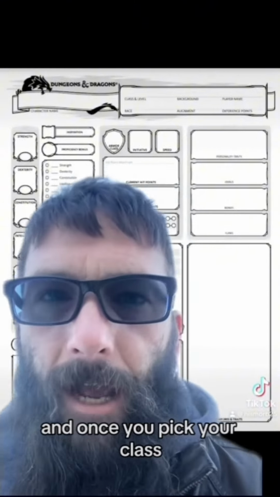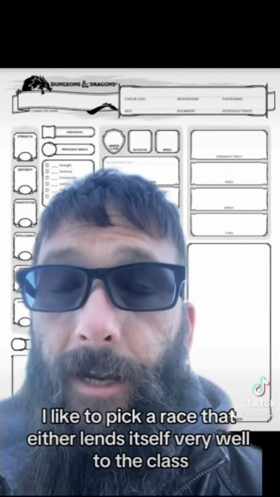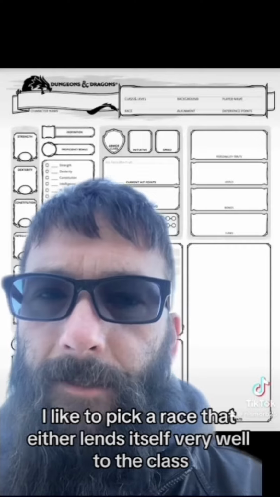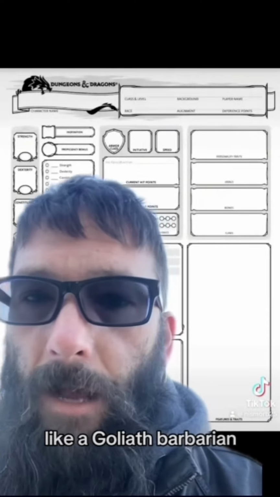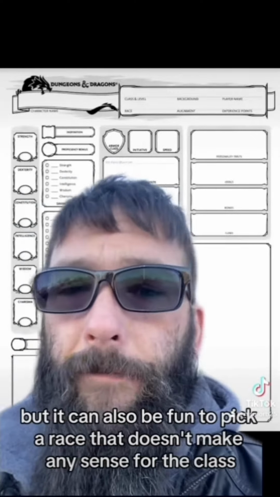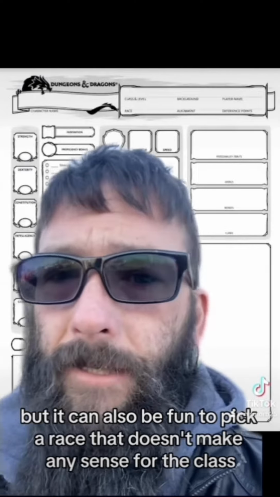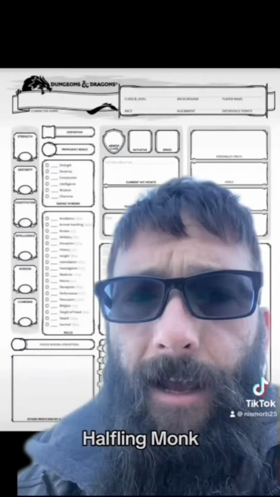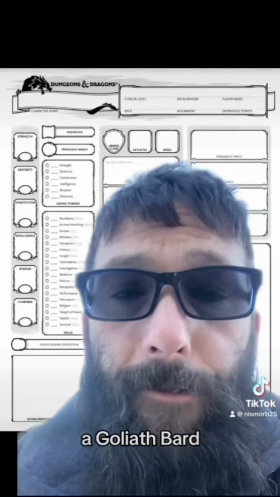And once you pick your class, I like to pick a race that either lends itself very well to the class, like a Goliath barbarian. It can also be fun to pick a race that doesn't make any sense for the class. Halfling monk, a Goliath bard.